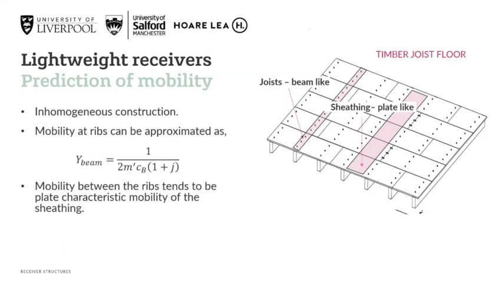So in the bay, which is like a plate-like structure, you can represent the mobility by using the infinite plate mobility, as we just discussed in the previous slide. And for joists, you can treat that as an infinite beam. So you just use this infinite beam characteristic mobility relationship to get the initial value of the mobility of the joists. Okay, so as simple as that. You just use where your location is, and you use the appropriate mobility relationship.